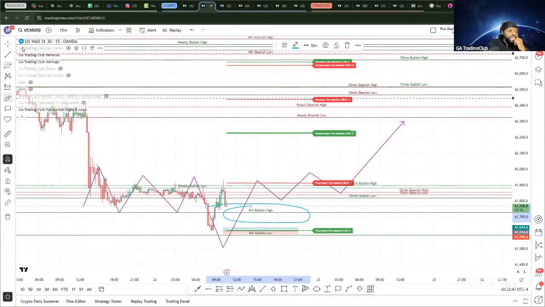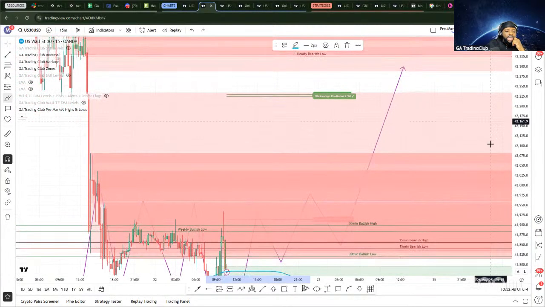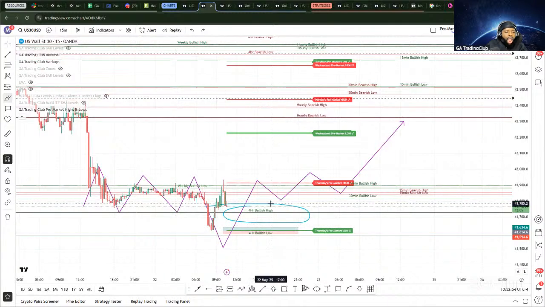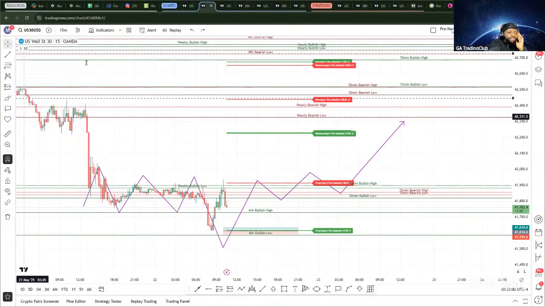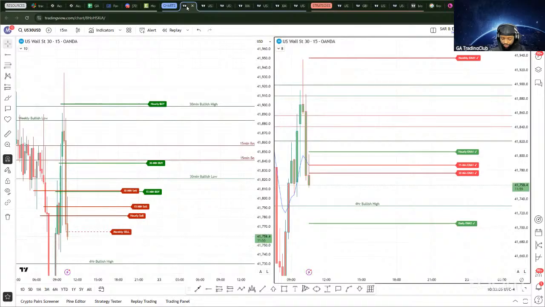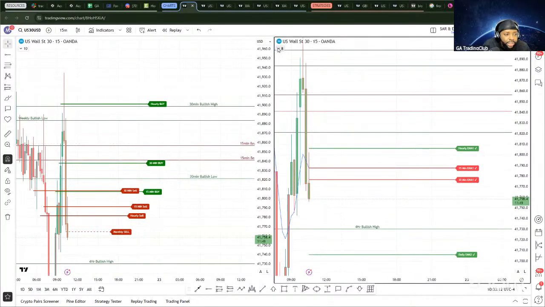So maybe that's even an area to take an order block rejection scalp. I really haven't taken order block rejection scalps in a minute. They're not as profitable and they really don't come in quite often. But there is an order block rejection scalp. Let's see what we want to do here.